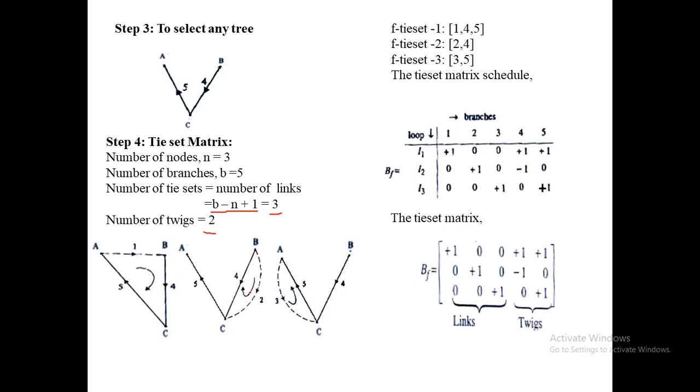Here is another tie set using branch 2, and then using branch 3 I have formed the third tie set. Next, in this loop we can write the tie set branches: 1, 4, 5. The next loop branches are 2 and 4. Then the third loop branches are 3 and 5.